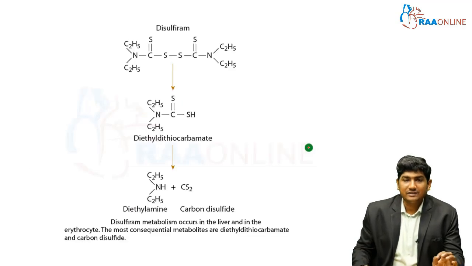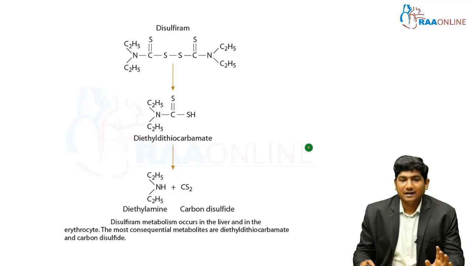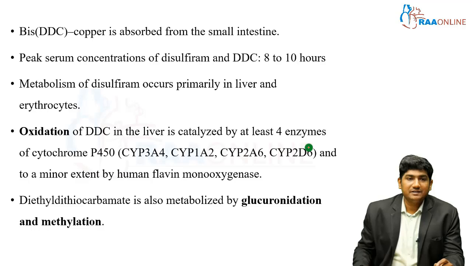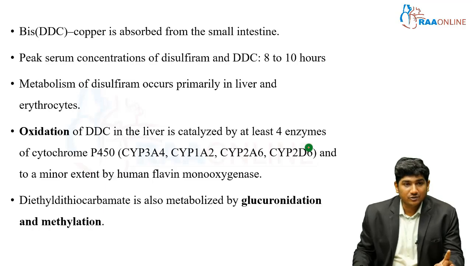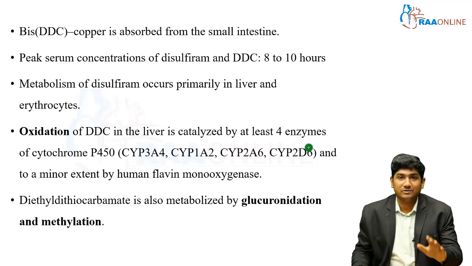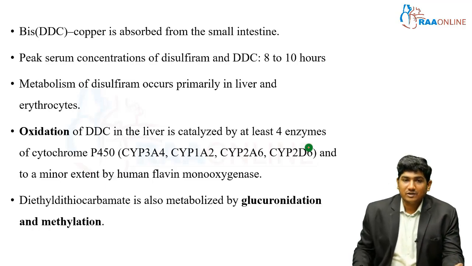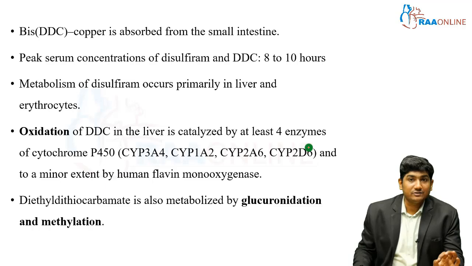Disulfiram gives rise to DDC, diethyl dithiocarbamate, and most often in the liver and erythrocyte, it splits non-enzymatically into diethylamine and carbon disulfide. This is the most common pathway. The bis-DDC copper is absorbed from the small intestine. Disulfiram can be converted into bis-DDC even in the intestine itself, without needing to be absorbed into the blood first. Peak serum concentration of disulfiram and DDC is 8 to 10 hours, whereas for bis-DDC copper it is hardly 5 to 6 hours. So peak concentration is actually faster with bis-DDC.